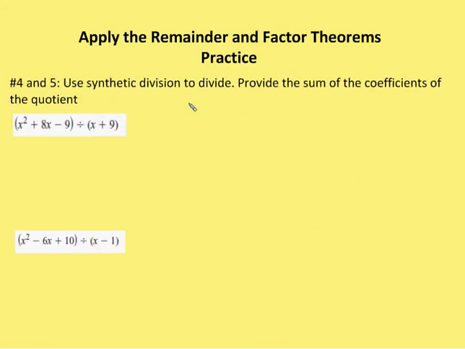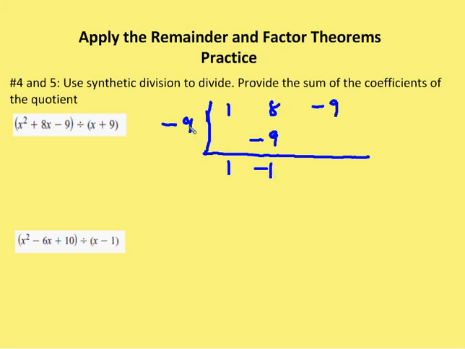All right, now let's do this process using synthetic division. So my divisor in synthetic division in this case is going to be -9. I set up my L here, and I'm going to write the coefficients of the dividend. It'll be 1, 8, and negative 9. So I bring down the 1, multiply it by negative 9, I have negative 9. I add these two values together, I have negative 1. Negative 9 times negative 1 is going to be 9. I add these two values together and I get 0.